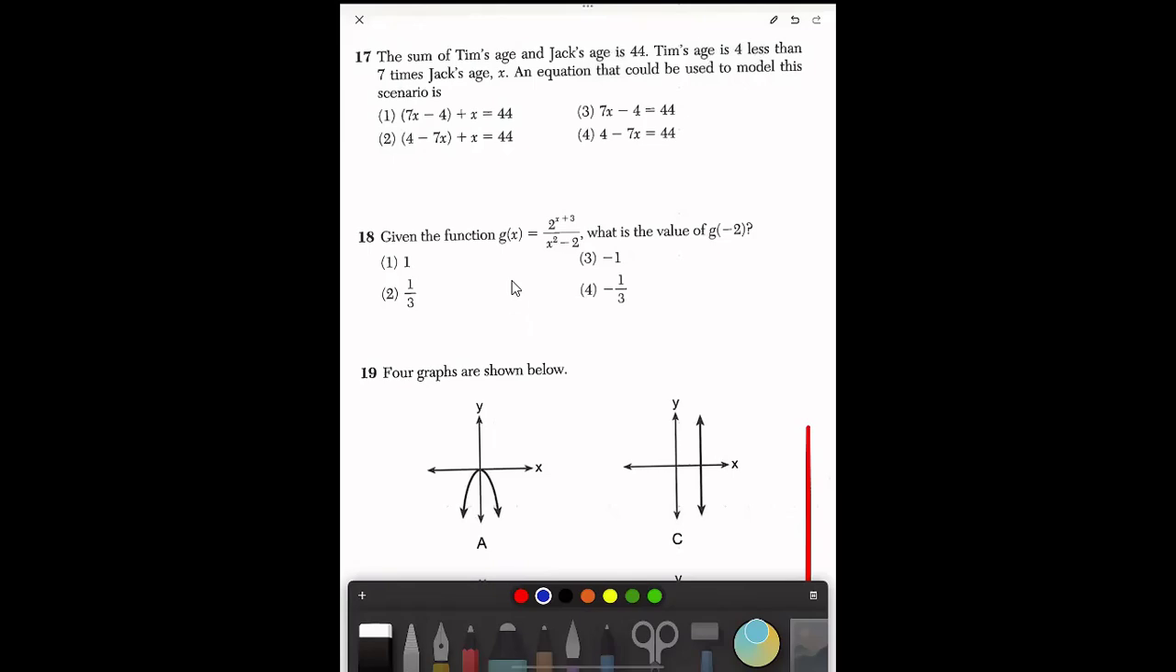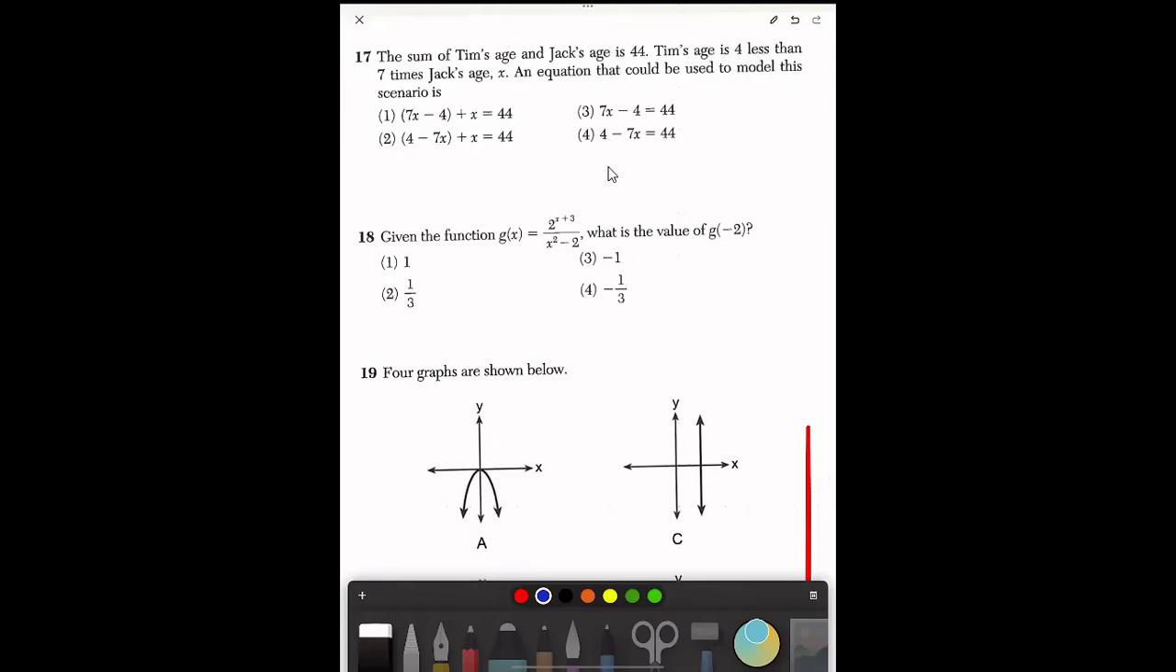So now, if you know how to convert these algebraically, it's not a big deal. But if you don't know how to convert these, and a lot of students struggle with the 4 less than 7 times this, that's okay. But you can still answer this question. It's in the multiple choice section. So, but what I'm saying is go ahead and solve for X.